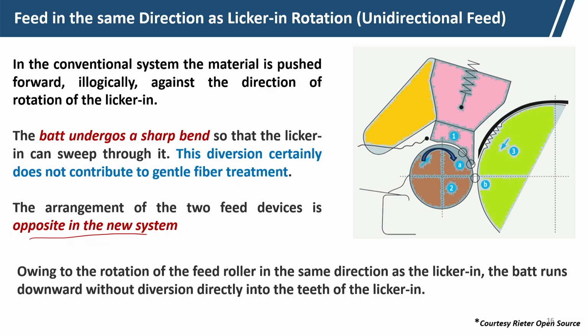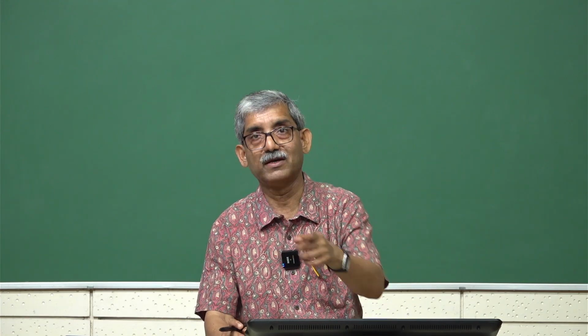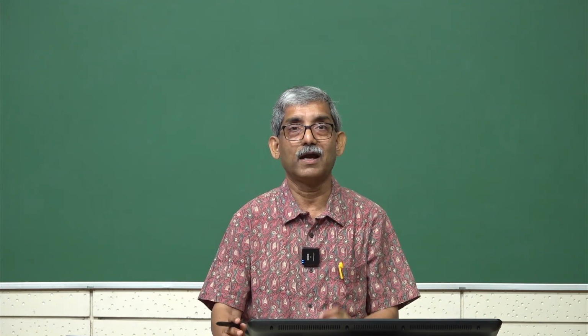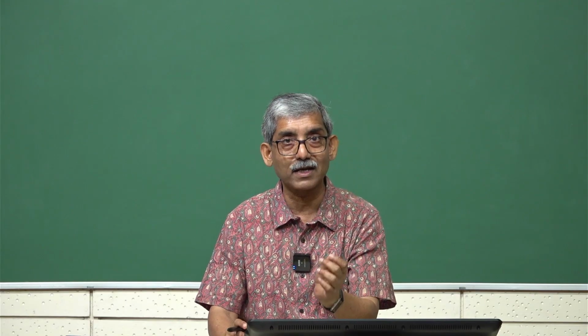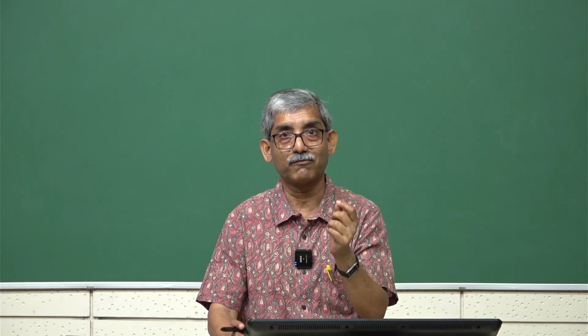Owing to the rotation of the feed roller in the same direction as that of the licker-in, the bat runs down without diversion and is directly fed into the teeth of the roller. It is directly fed into the teeth, and here there is no beating action, but only the licker-in wire point takes the fiber smoothly and it is fed to the cylinder. Here the fiber breakages are less, and the cleaning action will be perfect.